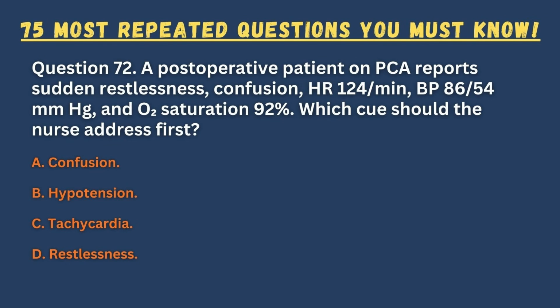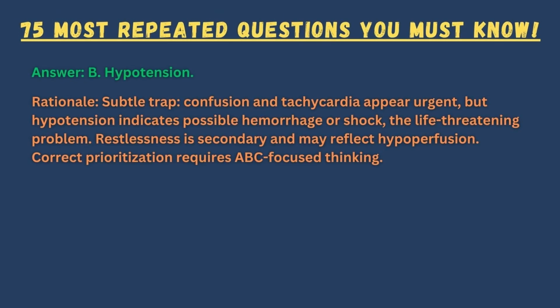Question 72. A postoperative patient on PCA reports sudden restlessness, confusion, heart rate 124 per minute, blood pressure 86/54 millimeters of mercury, and O2 saturation 92%. Which cue should the nurse address first? A. Confusion. B. Hypotension. C. Tachycardia. D. Restlessness. Answer. B. Hypotension. Rationale. Subtle trap.